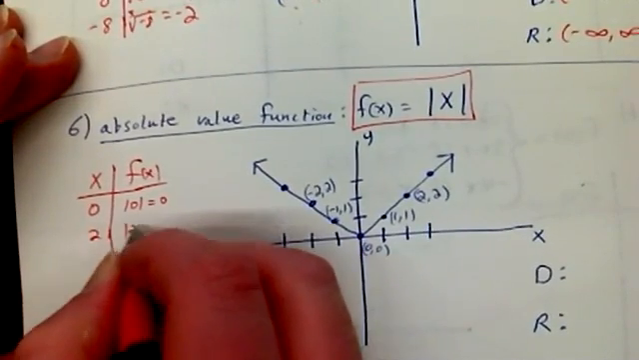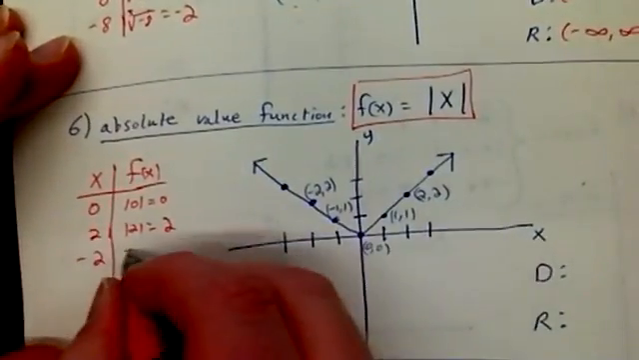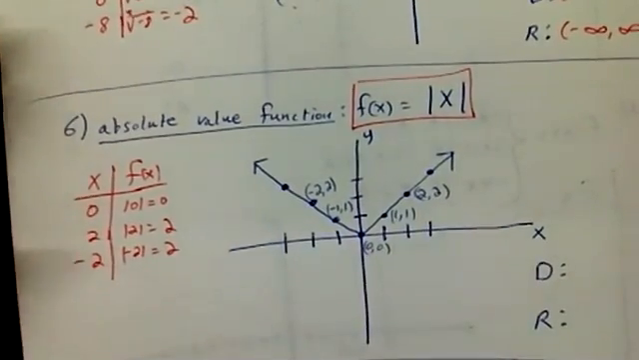that we're getting what's on the graph here. If I want the absolute value of -2, that's also going to be 2. That's why we have this thing that kind of looks like a V.